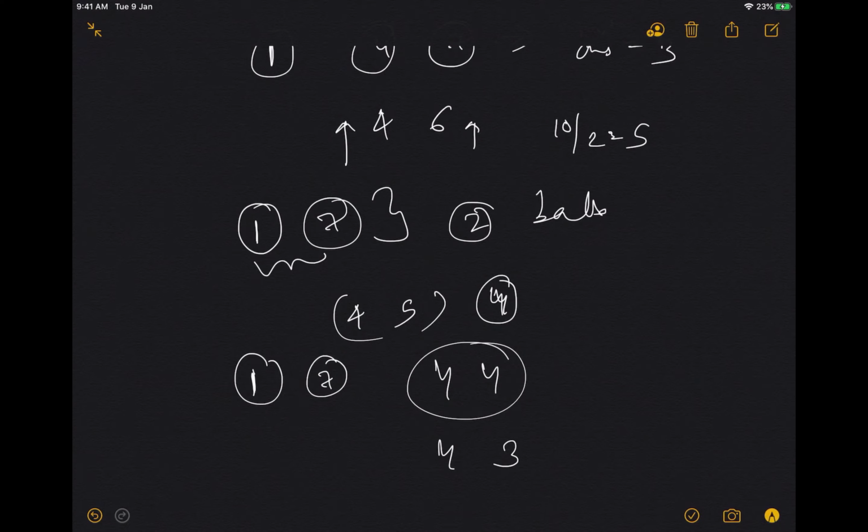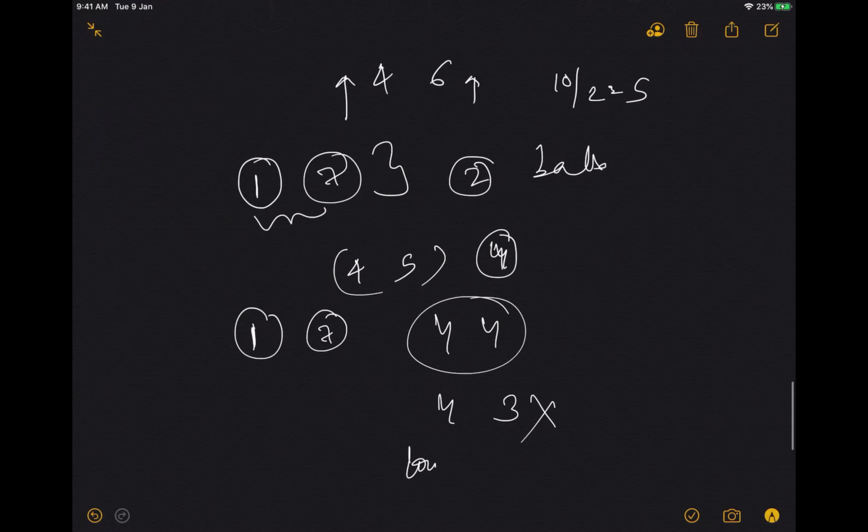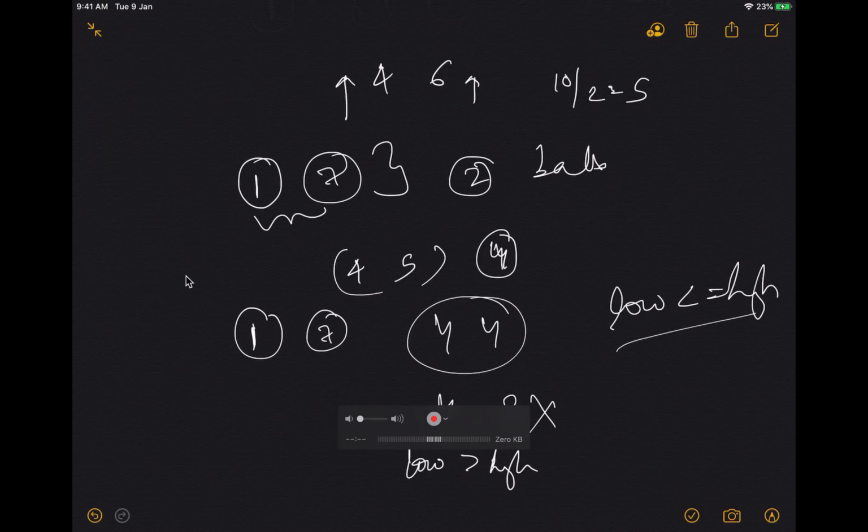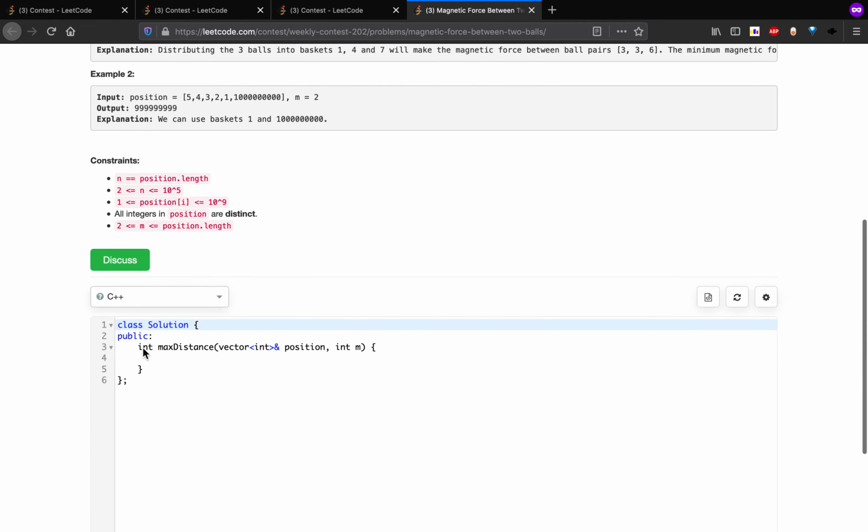Now low is greater than high, which is the termination condition of our binary search. So we just have to run the loop while low is less than or equal to high. So that's the normal intuition behind this problem, or just say the standard approach for solving this problem.